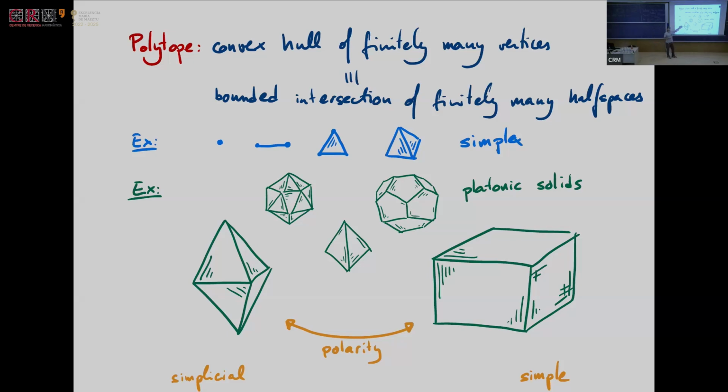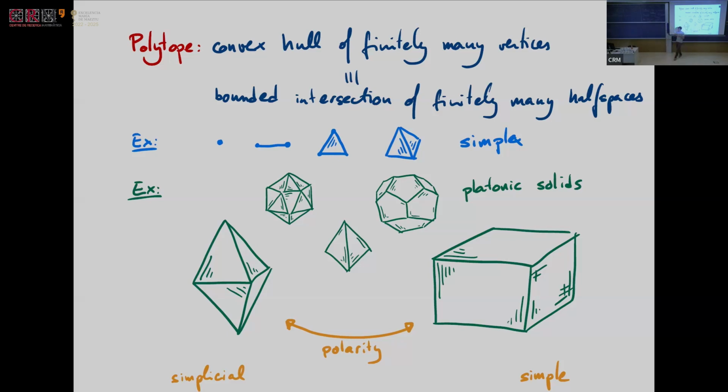or a more famous family of polytopes are the Platonic solids. So these are 5 polytopes in R^3. And the way I drew them, there's some symmetry. This is given by polarity. It's a simple geometric operation that will send this octahedron to the cube.